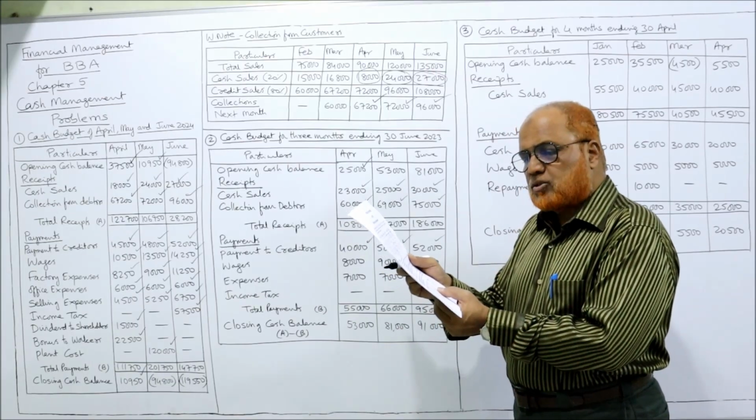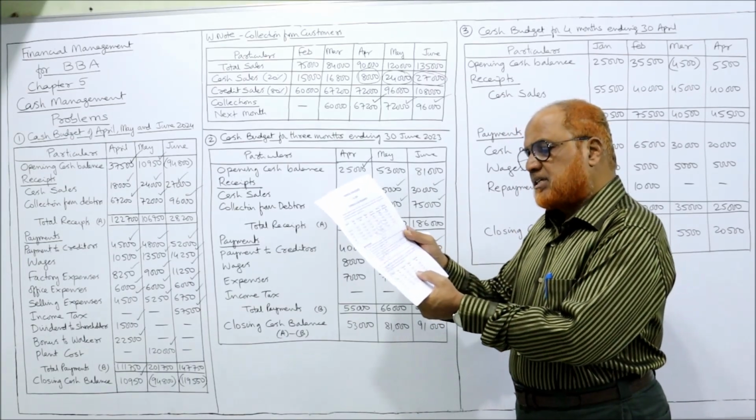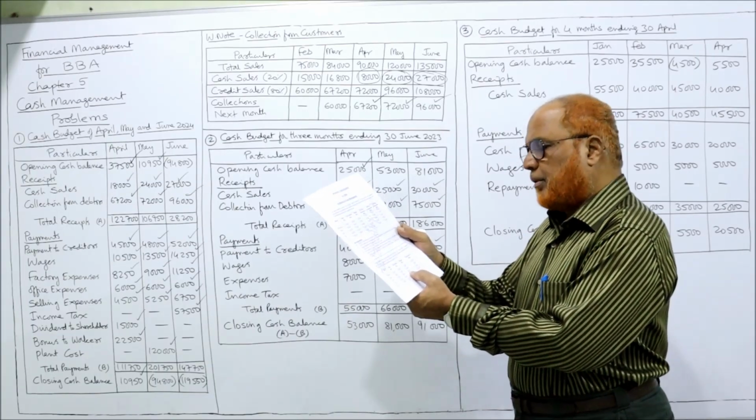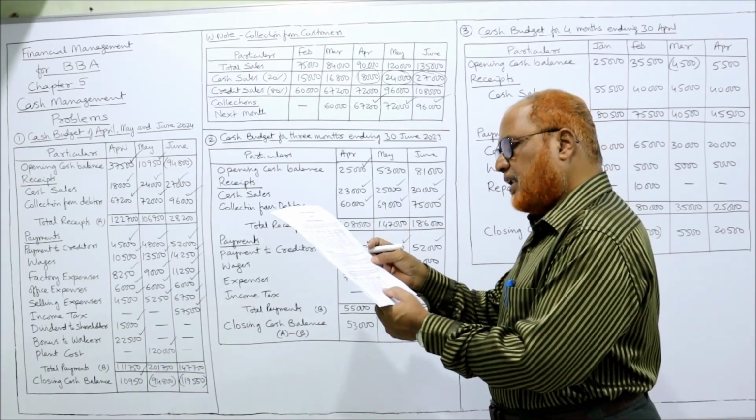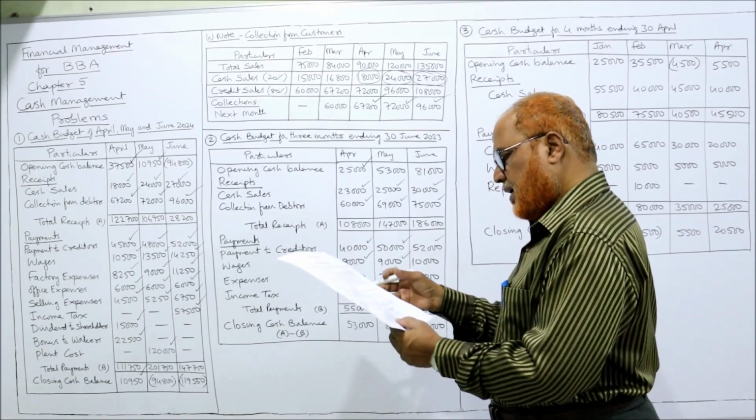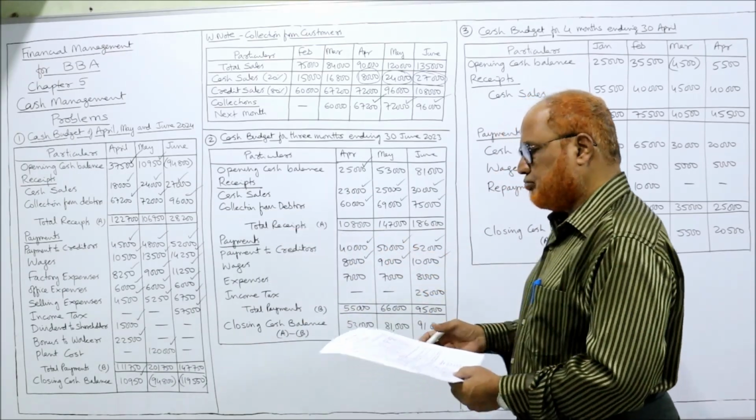February will be paid in March. March will be paid in April. So wages of March is 8,000. That will be paid in April. Then 9,000 will be paid in May. And 10,000 will be paid in June.